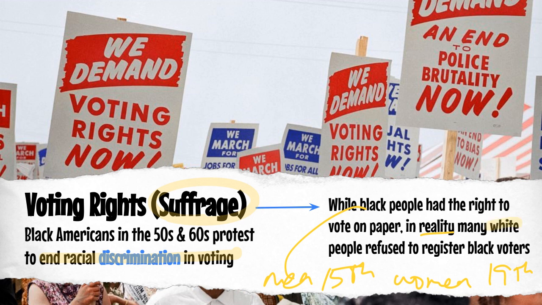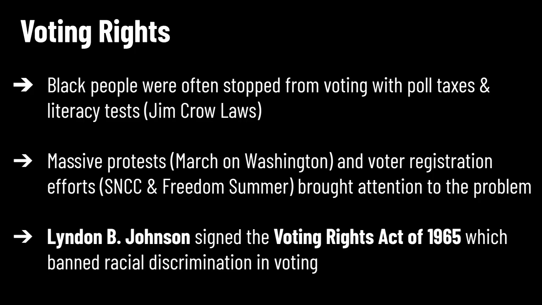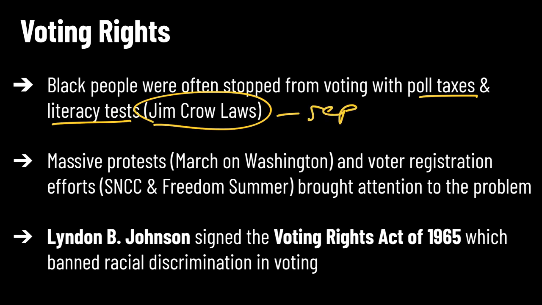Many white people were refusing to register Black voters. So some of the ways that Black people were stopped from voting were using things like poll taxes and literacy tests. These are examples of Jim Crow laws, those ways of separating Black and white Americans.